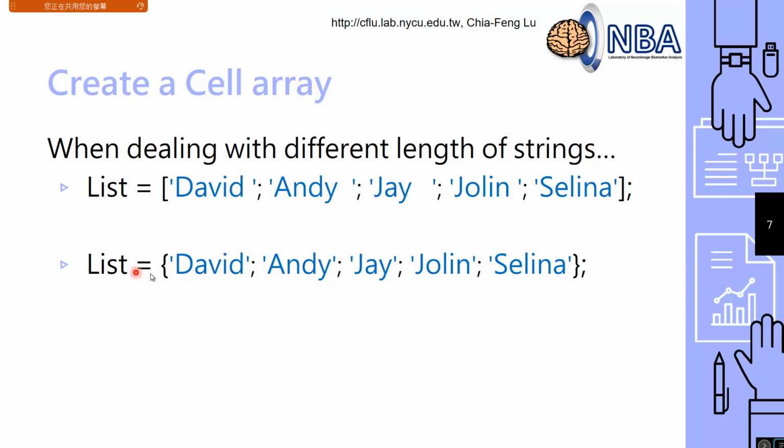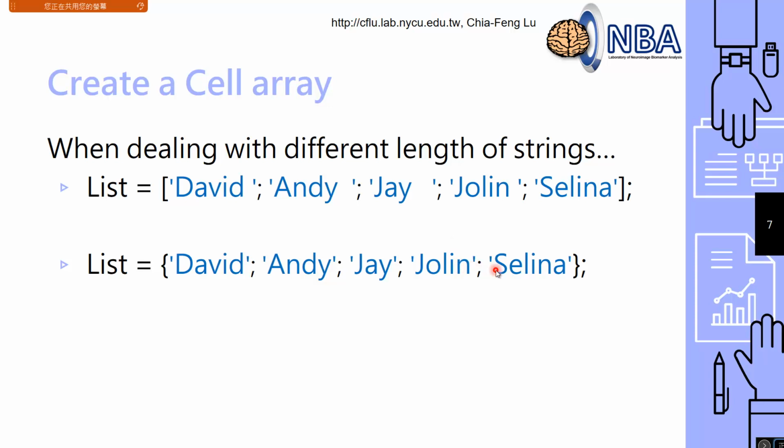But right now, because this is a cell array, it has a pretty similar property to the structure array. We don't really need to consider extra spaces to make sure all the columns are the same. We don't need to do that. So now you can feel comfortable to actually key in the names without any additional spaces. You can see Davy, and I put the semicolon right here, and then Andy, semicolon, Jay, semicolon, Jolene, semicolon, and Selena.